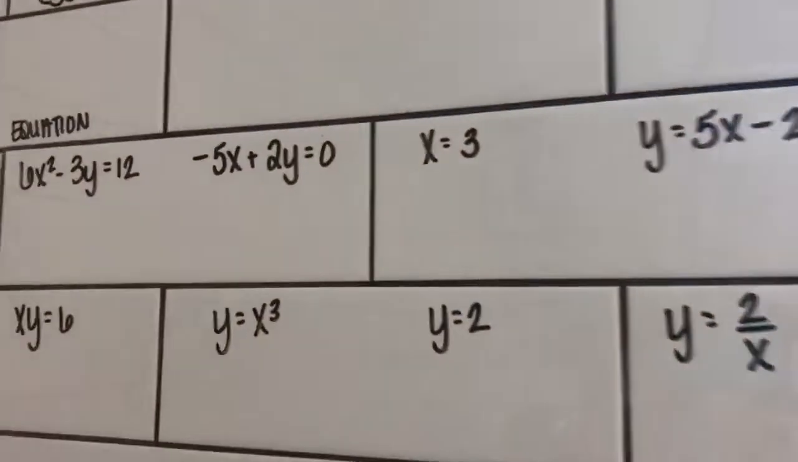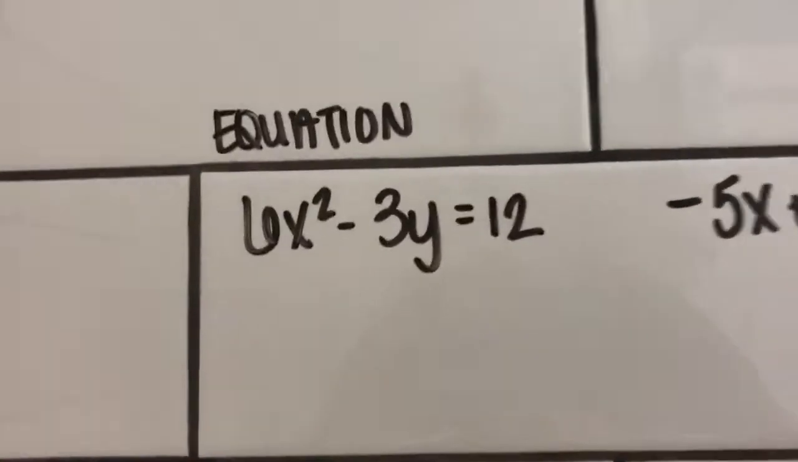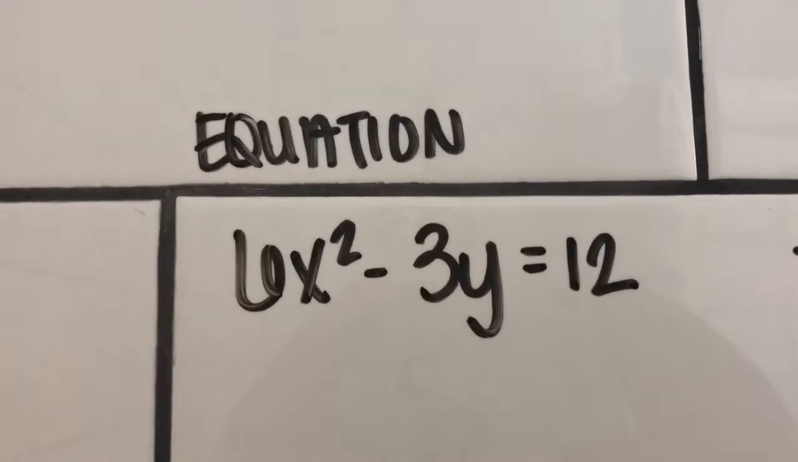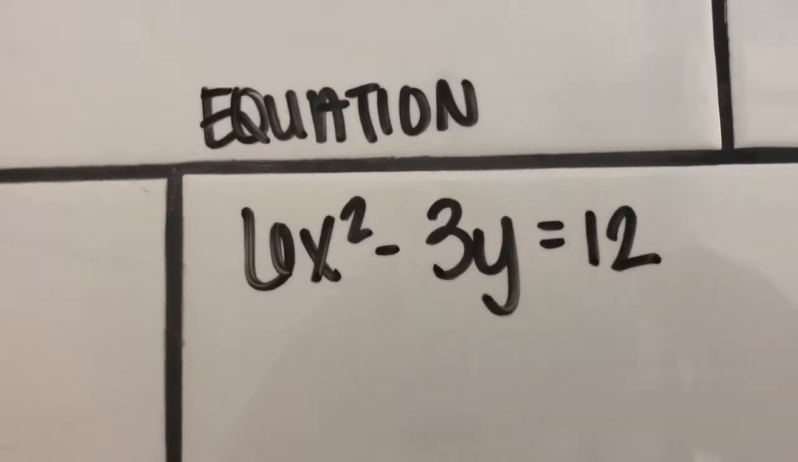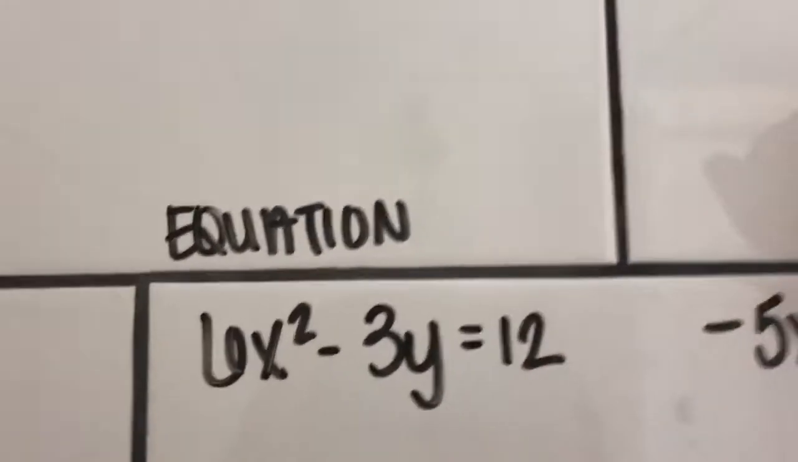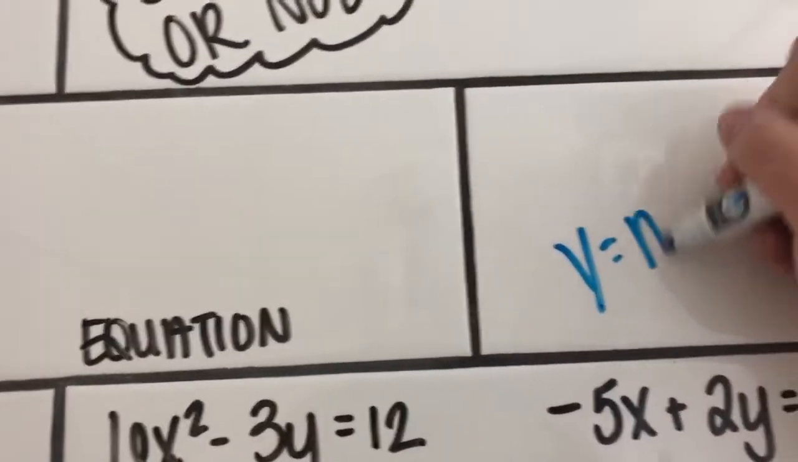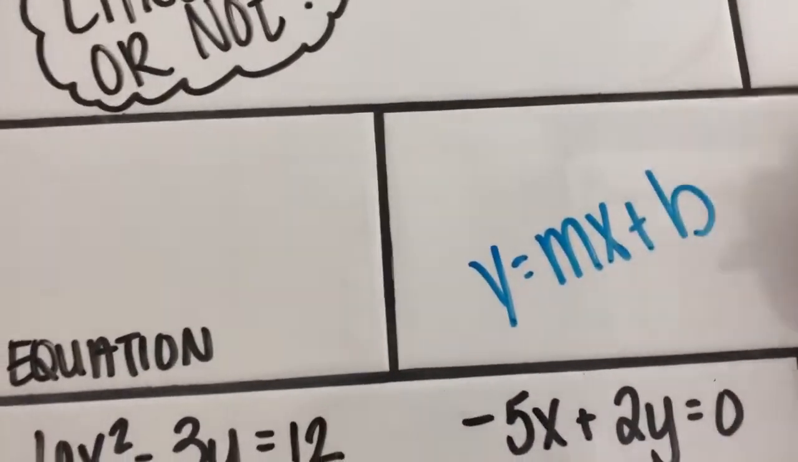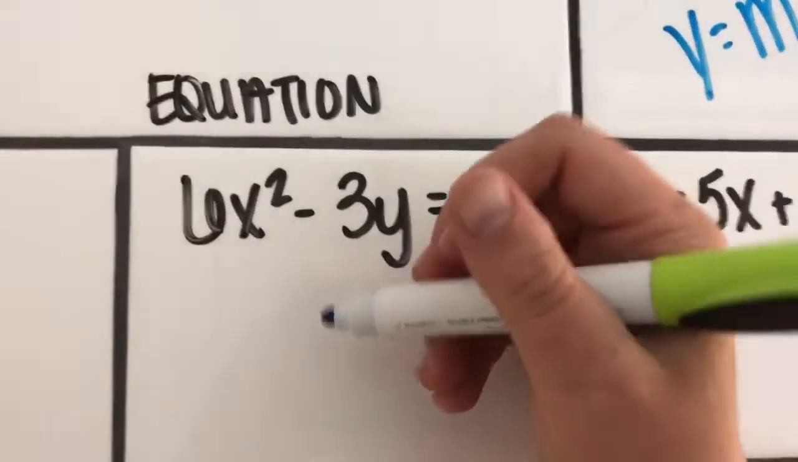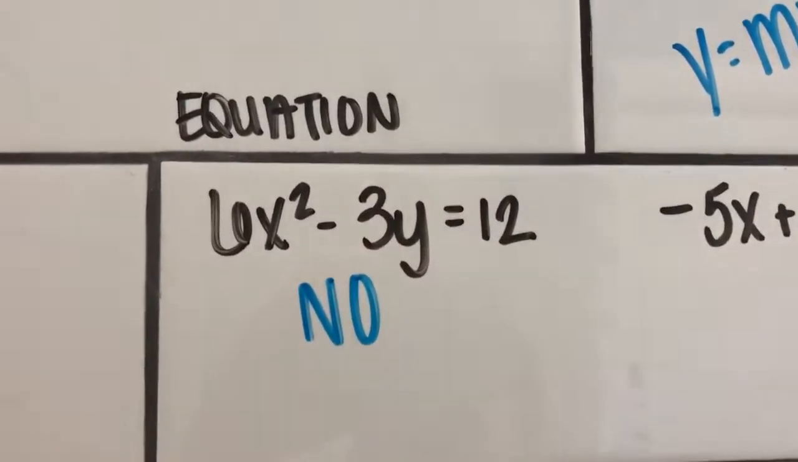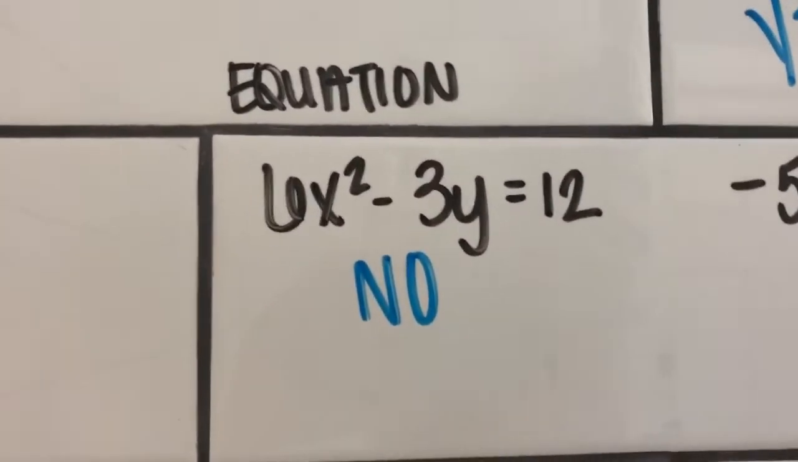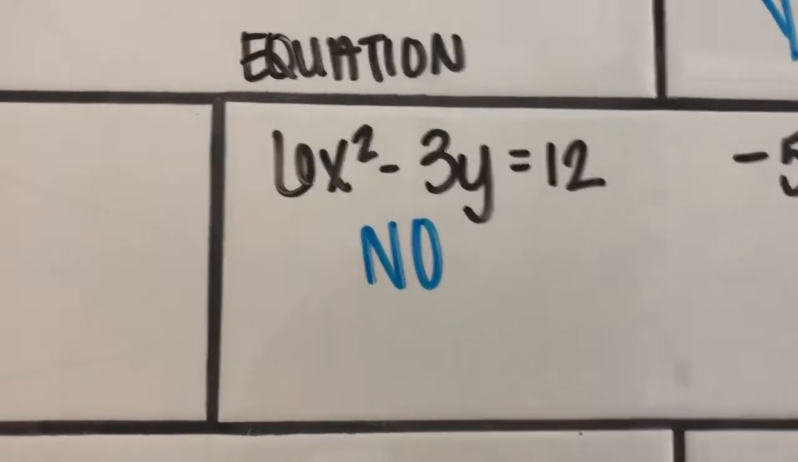So for the equations, the first thing I'm going to look at and see if I can eliminate it before I even start moving it around. For this one, I see a squared. There is not a squared in y equals mx plus b. We have not seen that all year. This is not going to be linear. If I move it around, I am never going to get that into y equals mx plus b form.